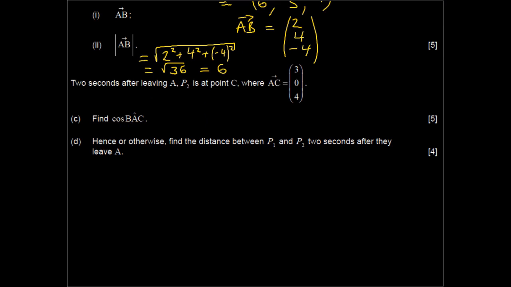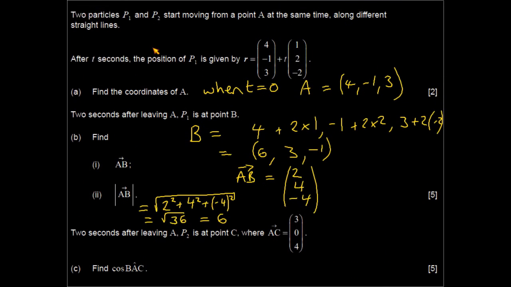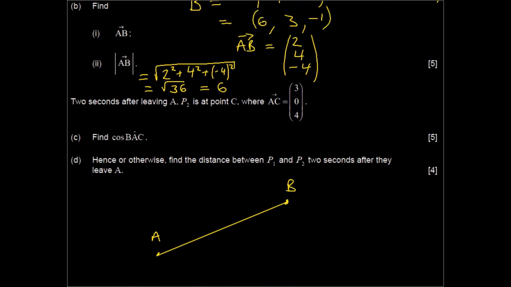Alright, so I think what we're going to need to do here is draw a diagram. So we've got one vector here, A, and we've got point B here. And that is the motion of our particle P1. So P1 is going along this vector here. So in 2 seconds P1 is going along here. So this is for P1.